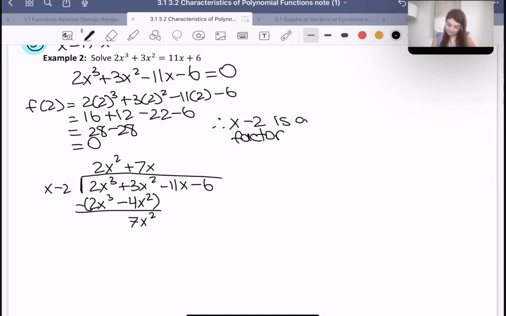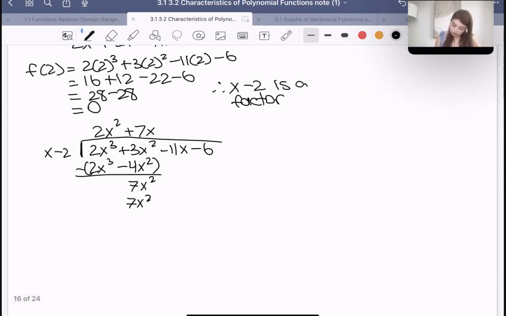Okay, so what is x times 7x? Well, 7x squared. And what is -2 times 7x? That would be -14x. I didn't bring down the -11x, I should have done that earlier. And then we're going to subtract. So we're going to end up with 7x squared minus 7x squared, which is 0. And then -11x minus -14x is going to be 3x. Then we bring down this -6.